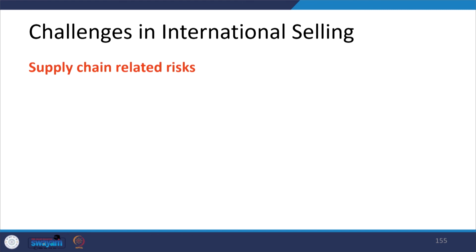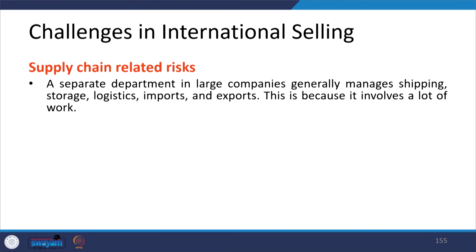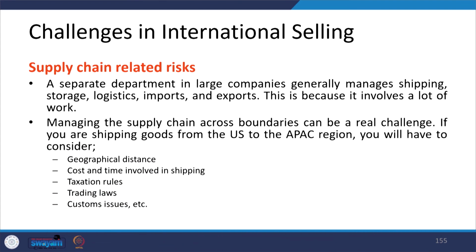Supply chain related risks are another threat. A separate department should generally be there in large companies to manage things like shipping, storage, logistics, imports, exports. This is because it involves a lot of work, right? So managing the supply chain across boundaries or across countries can be a real challenge. If you are shipping goods from the US, let's say, to the APAC, Asia Pacific region, you will have to consider geographical distance, cost and time involved in shipping, taxation rules, trading laws, and even customs issues as well.